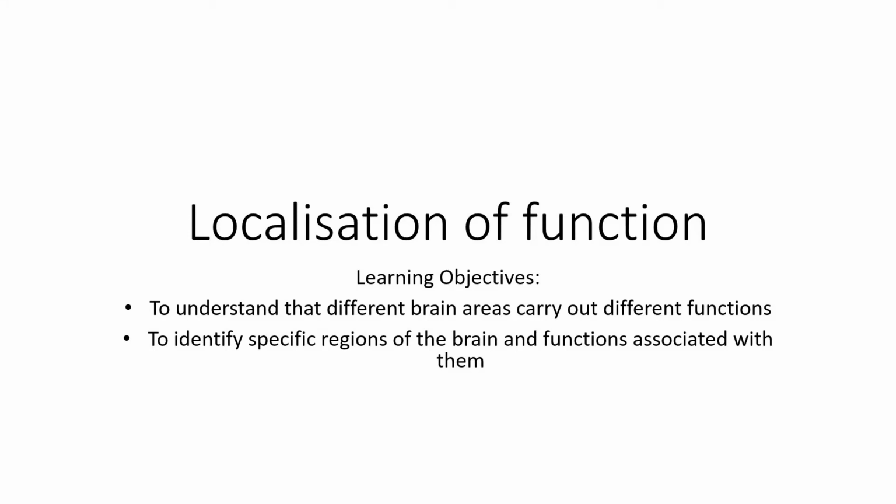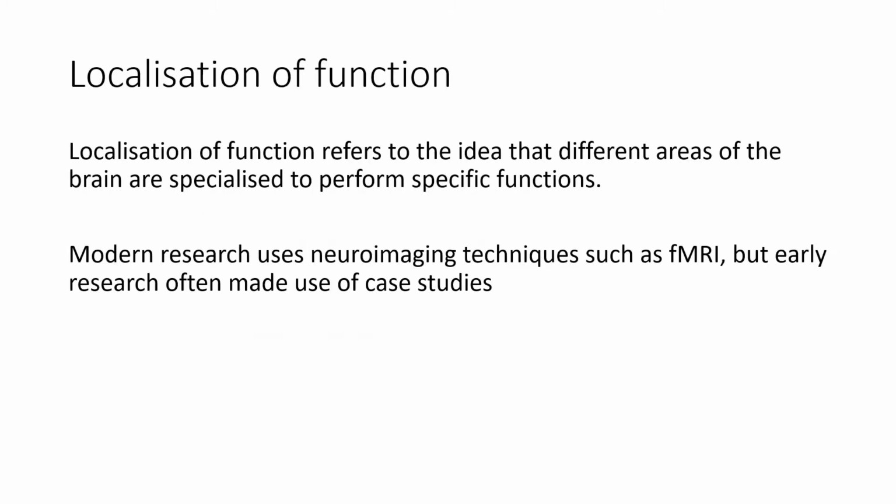Today we're going to be looking at localization of function. So learning objectives for today are to understand that different areas of the brain carry out different functions, and to identify some of the regions of the brain that you need to know for your exam and the functions which are associated with them. So localization of function basically just refers to this idea that different areas of the brain are specialized for very specific functions.